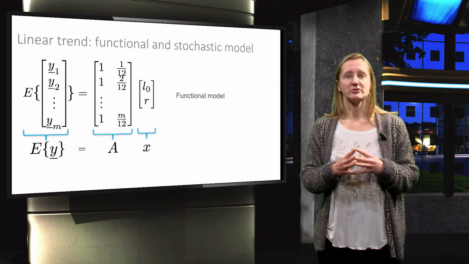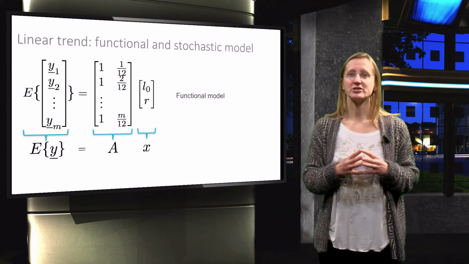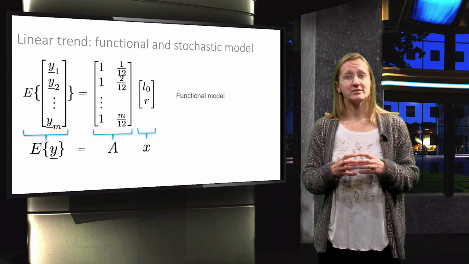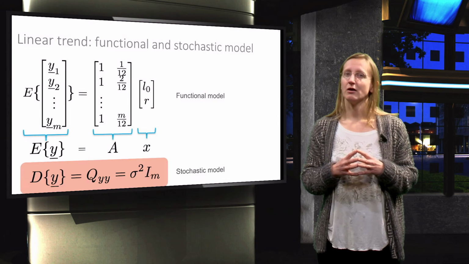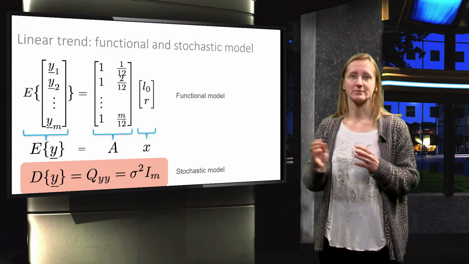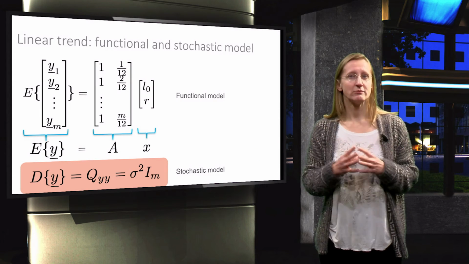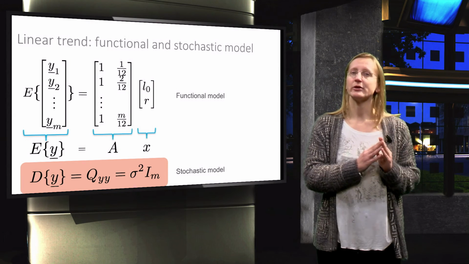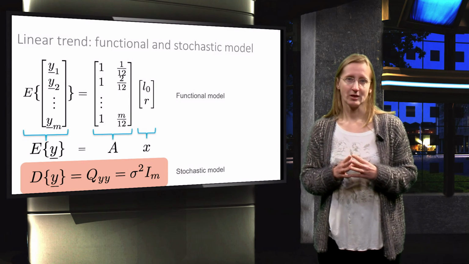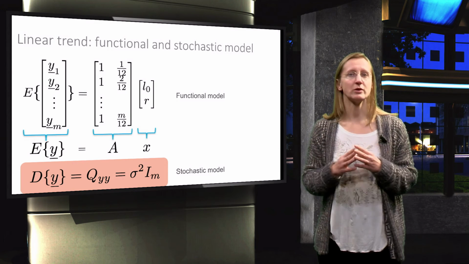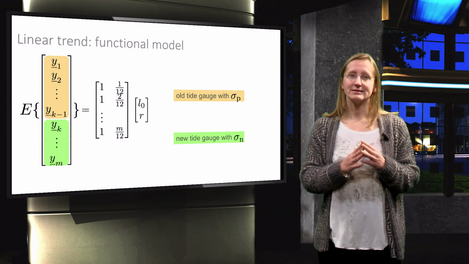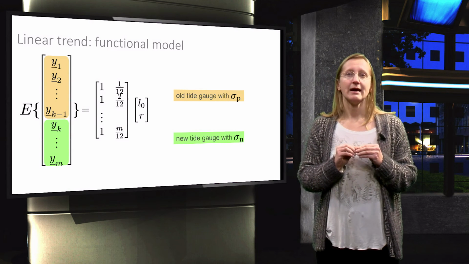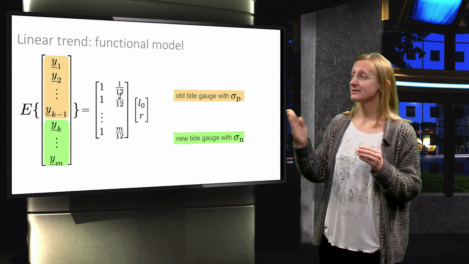If all observations are assumed to have the same precision given by standard deviation sigma, the stochastic model takes the simple form of a scaled identity matrix. But let's now assume that at a certain time k, the tide gauge was replaced by a newer and better version, such that the precision became better as well. In that case, the standard deviation after time k will be smaller, and the stochastic model would be given by this covariance matrix.